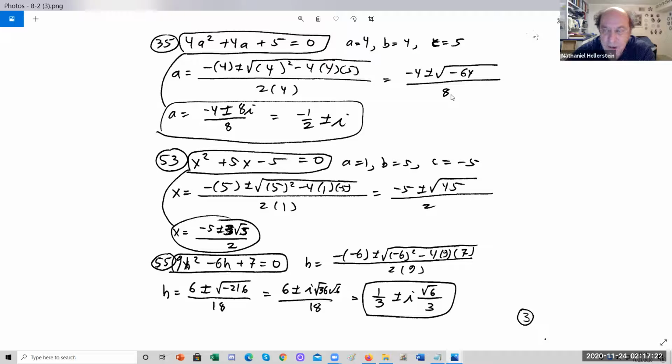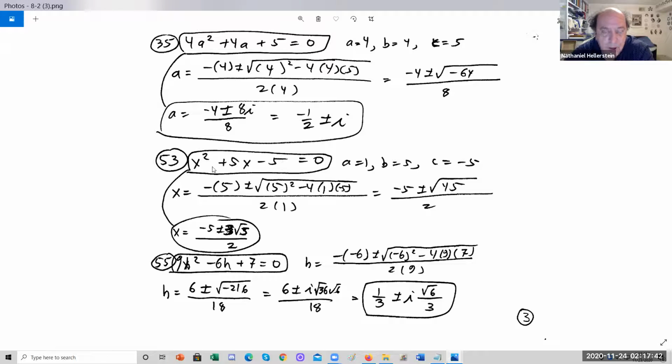And okay, it works out to minus 4 plus or minus root negative 64, all that over 8. Now, we're taking a square root of a negative, which means it's an imaginary number. So it'll be 8i. So negative 4 plus or minus 8i over 8. And dividing both of these real and imaginary parts by 8, you get minus a half plus or minus i are the solutions to this.